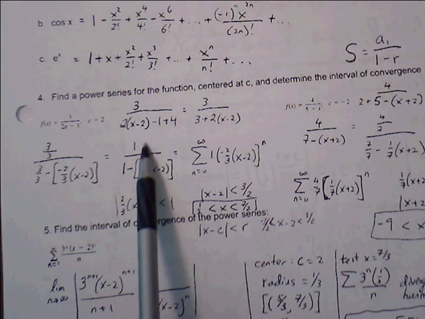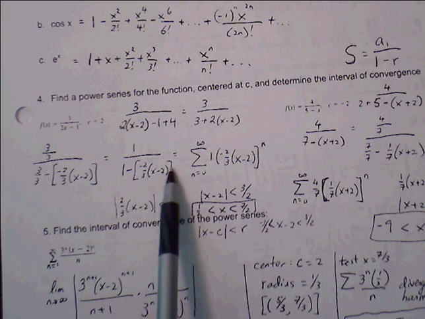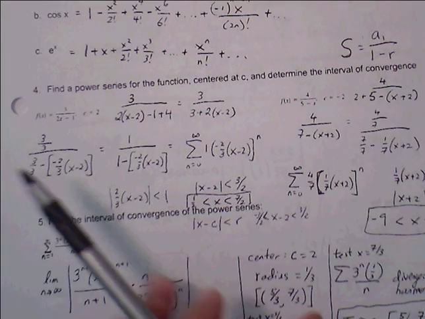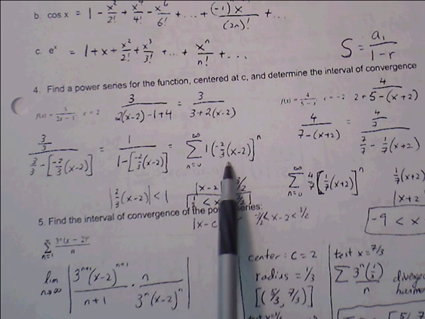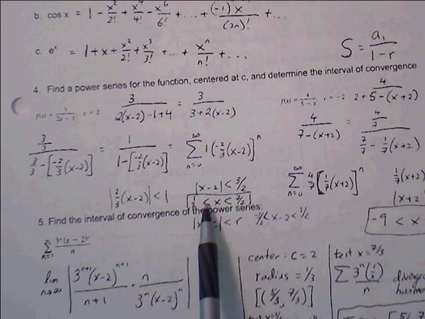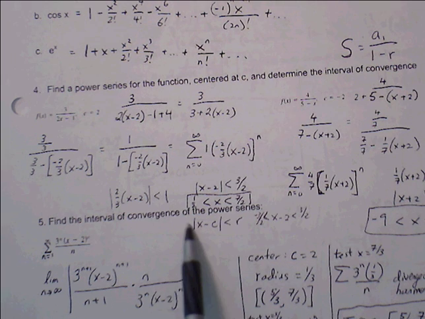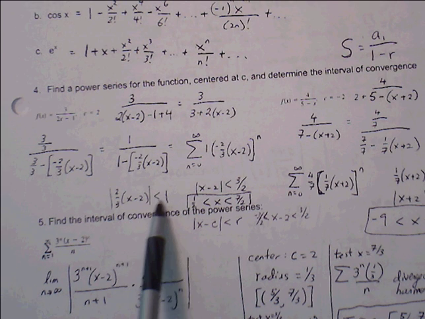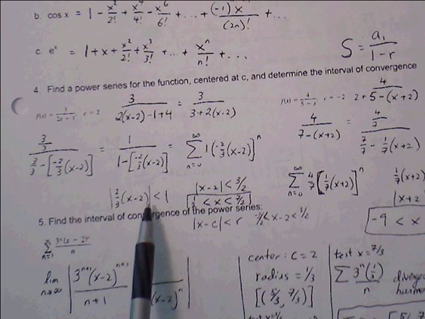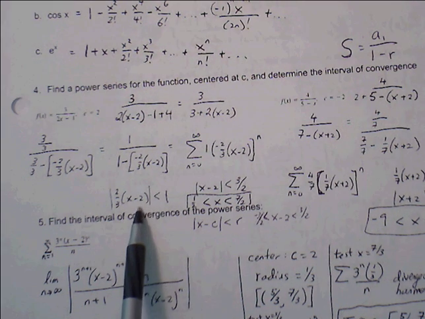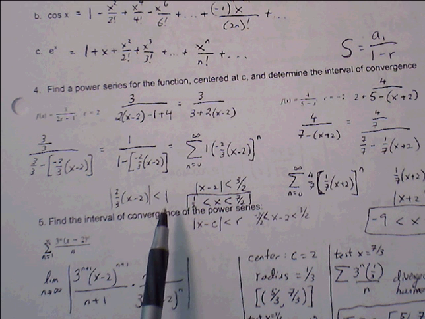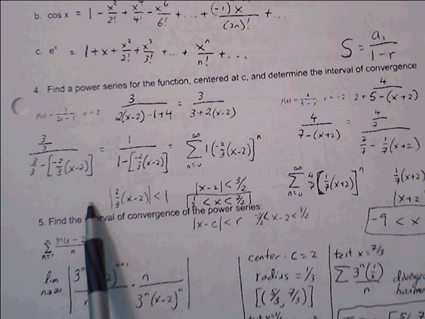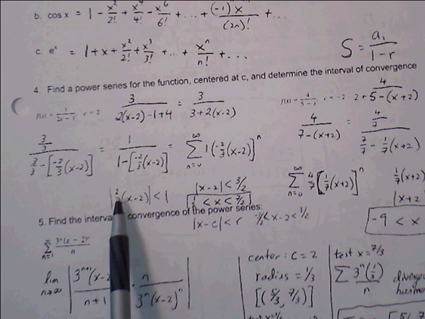So a sub 1 is going to be the 1, and the ratio is going to be negative 2/3 times x minus 2, to the nth degree. Now we have the ratio. This is essentially the absolute value of x minus c is less than r. C is going to be 2, so we just need to solve for x. If we solve for x, we can locate our radius as well as our interval of convergence. So first thing, I'm going to multiply by 3 halves to the other side.